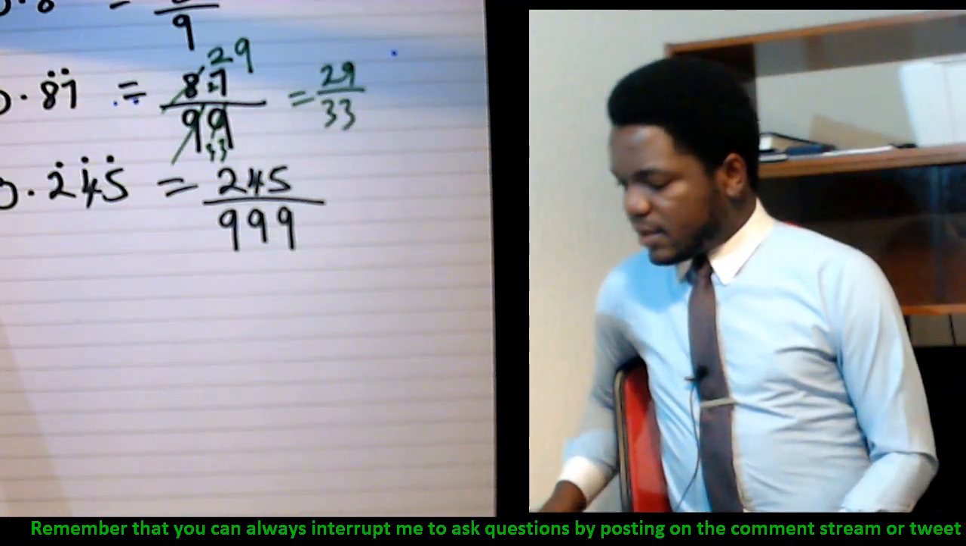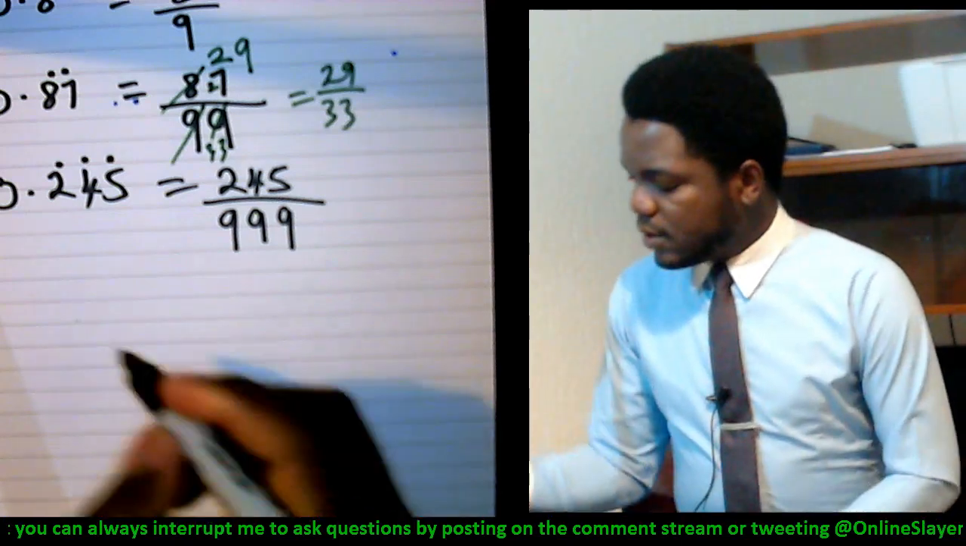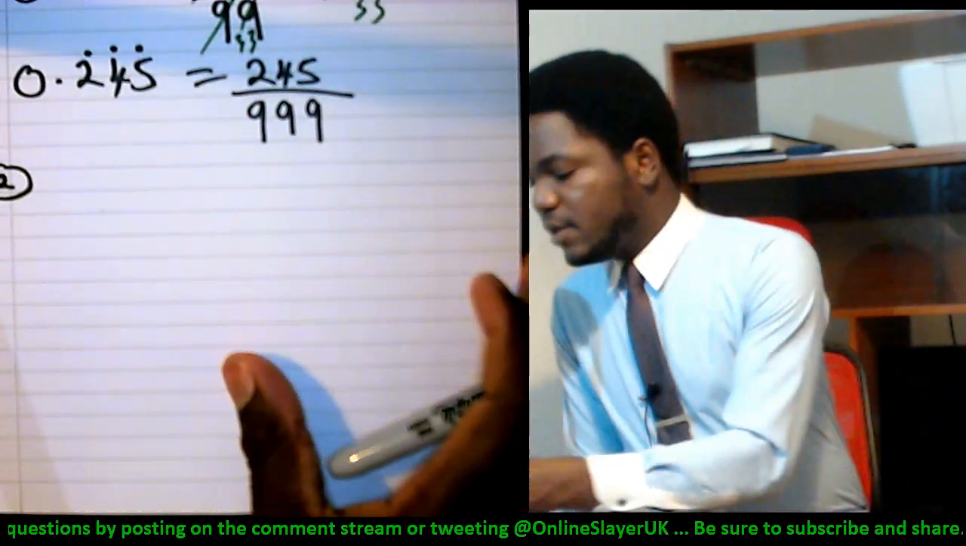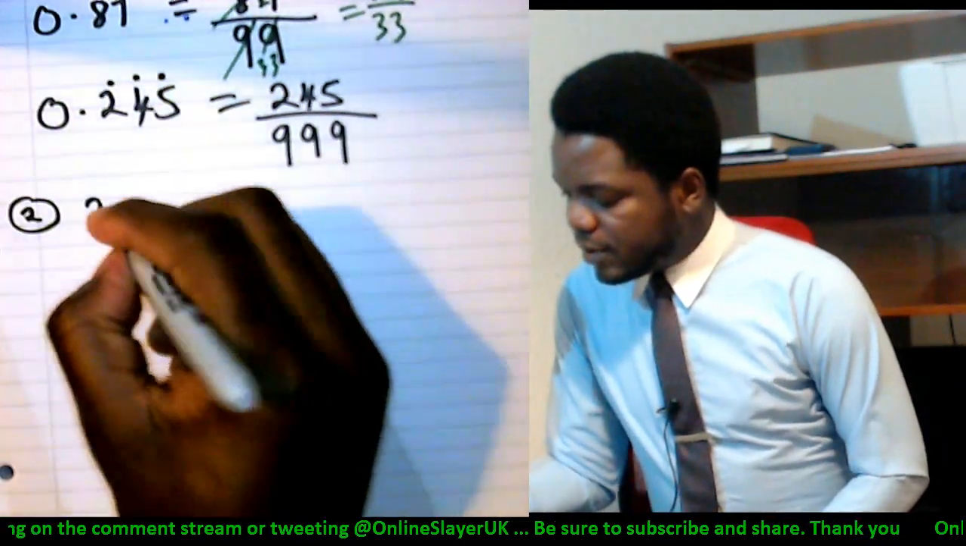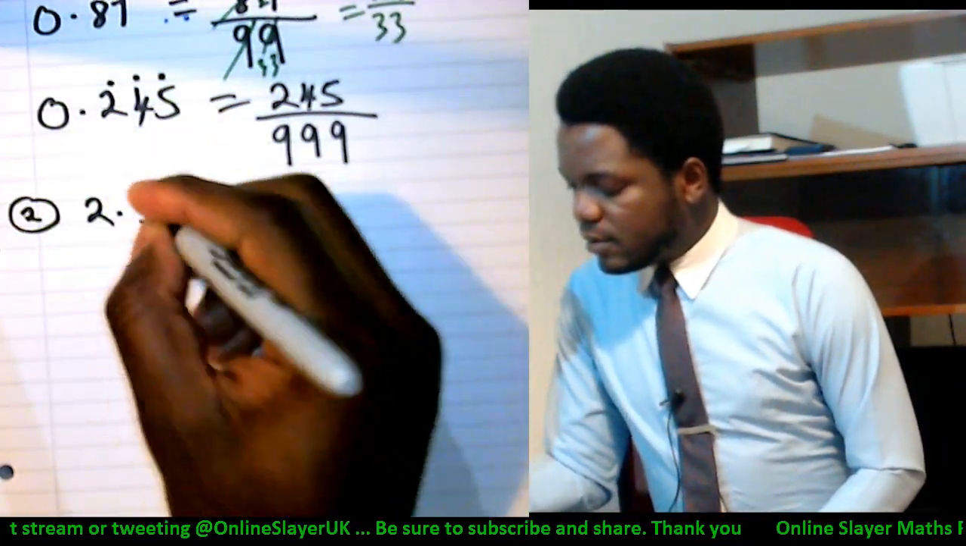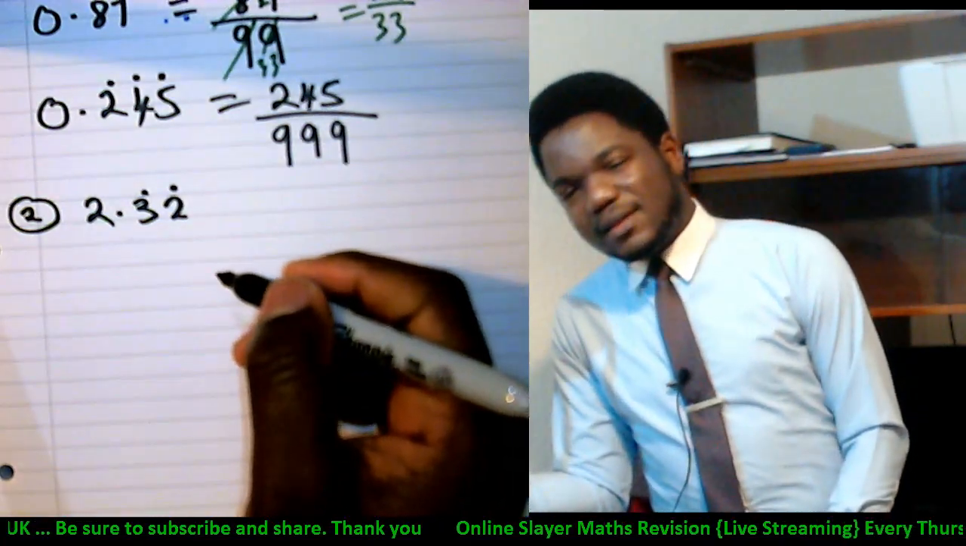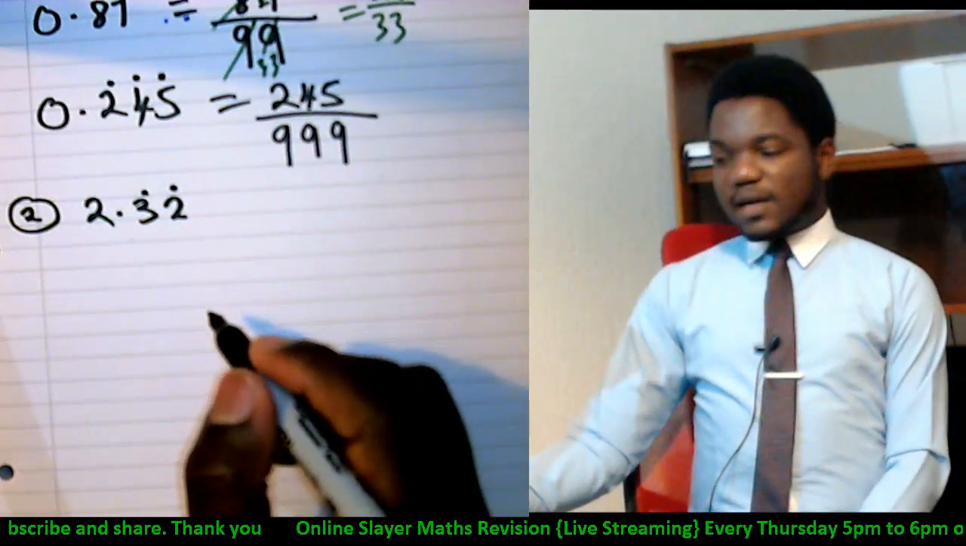Okay, I cannot find it now, but I think it's 2.32. So number 2, right? 2.32, 2.3 with a dot, 2 with a dot. Now, when you have something like this, how do you convert this to a fraction?